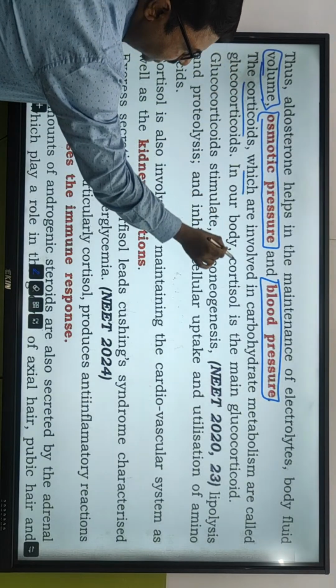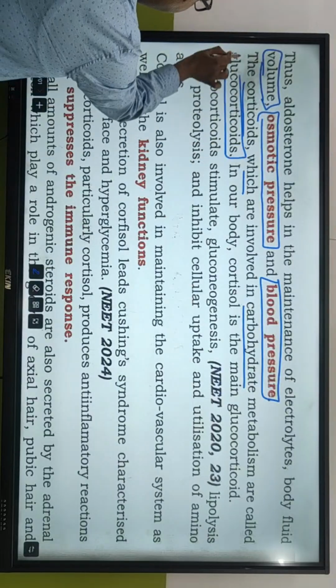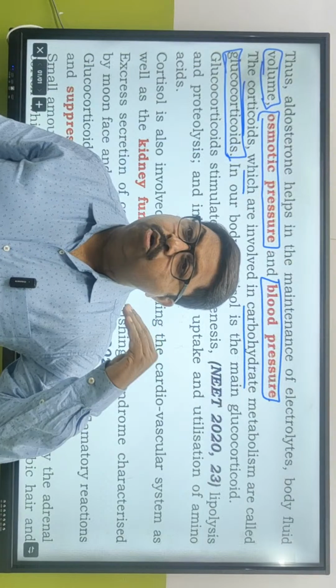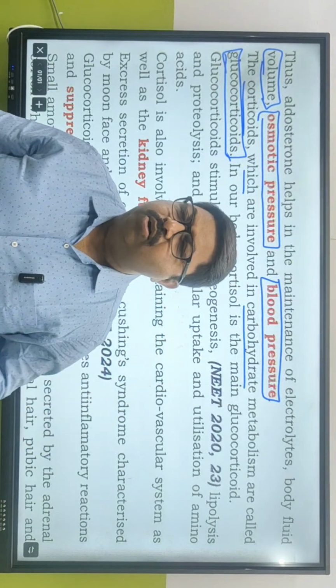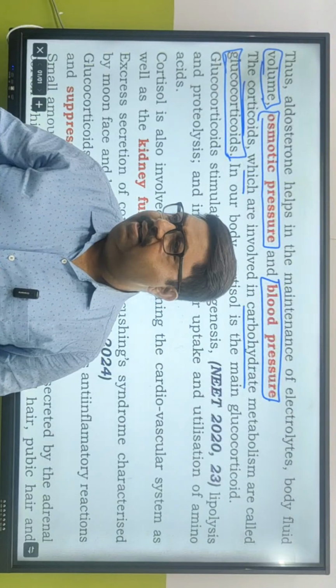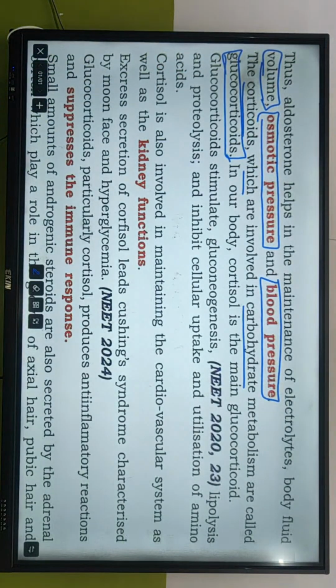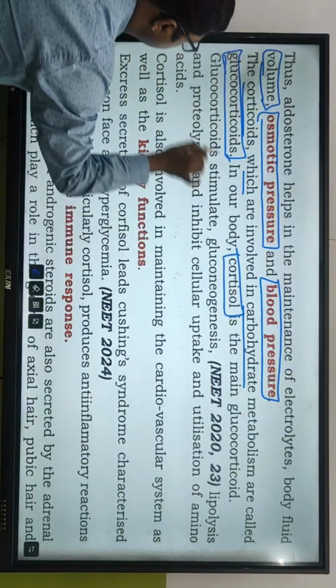The corticoids which are involved in carbohydrates metabolism, क्या नाम होगा उसका? Glucocorticoid. It is secreted from what? Which layer? Cortex. Cortex का कौन सा portion? कौन सा layer? No, the second layer. What is the second layer? Fasciculata. Fine. In our body, cortisol is the main glucocorticoid.